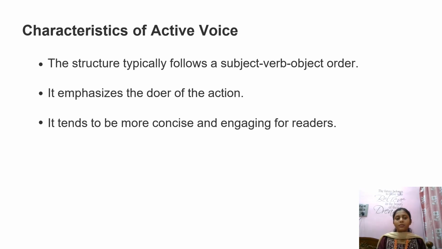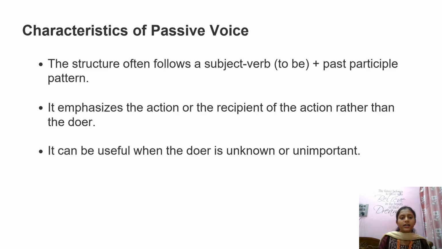And next is characteristics of active voice. The structure typically follows a subject verb object order. It emphasizes the doer of the action. It tends to be more concise and engaging. And next is characteristics of passive voice. The structure often follows a subject verb plus past participle pattern. It emphasizes the action or the recipient of the action rather than the doer. It can be useful when the doer is unknown or unimportant.